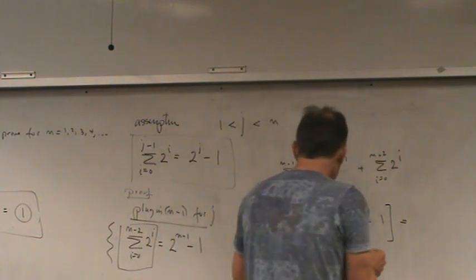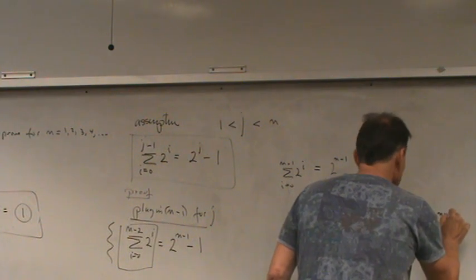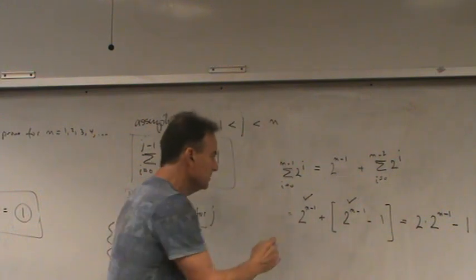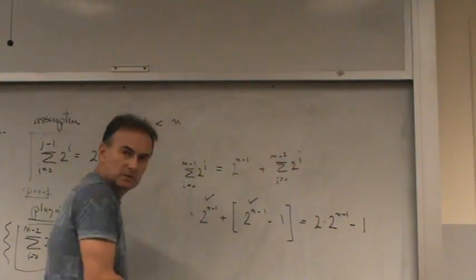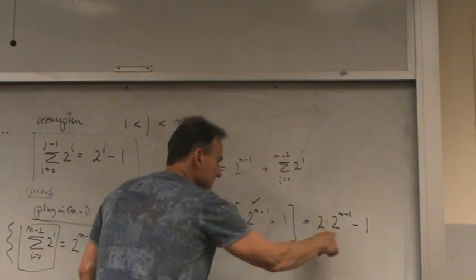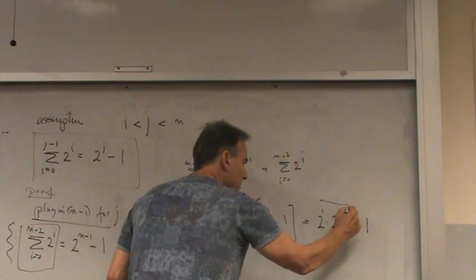So 2 to the n plus 2 to the n is 2 times 2 to the n, minus 1 rather. And then we have minus 1. So I simply write these two as double of the term. But that means that 2 times this is nothing more than 2 to the power of 1 times 2 to the power of minus 1.